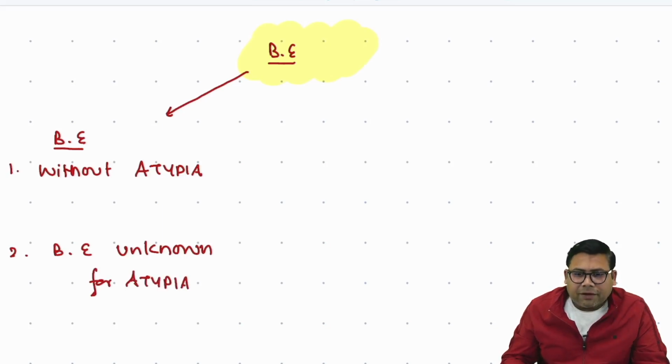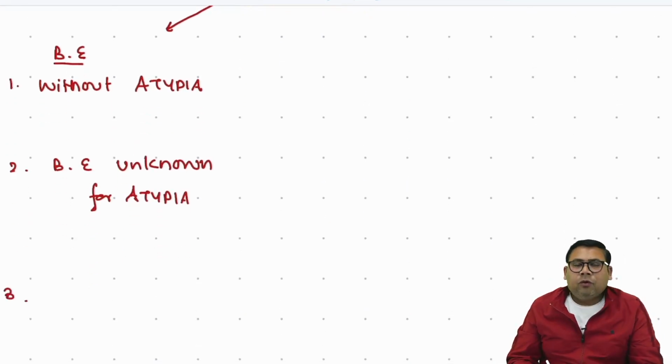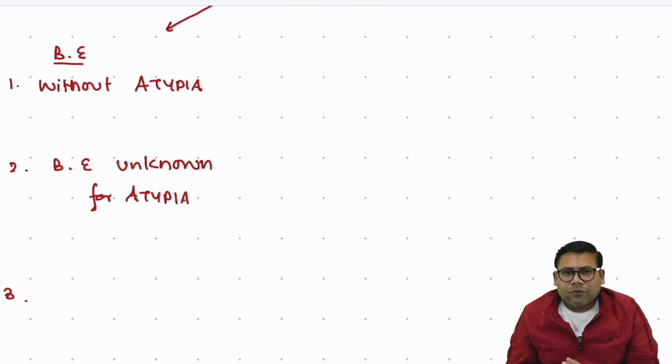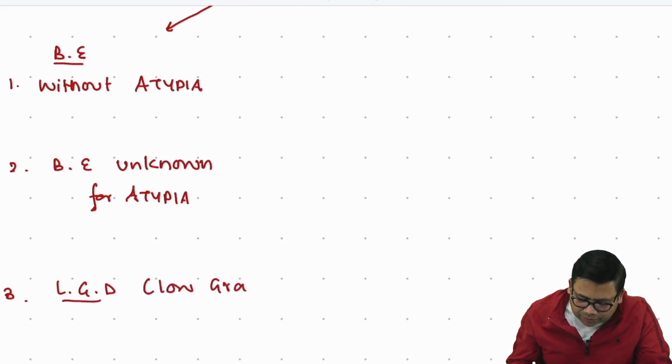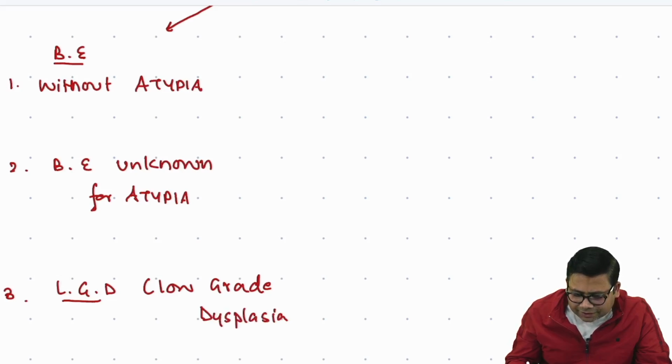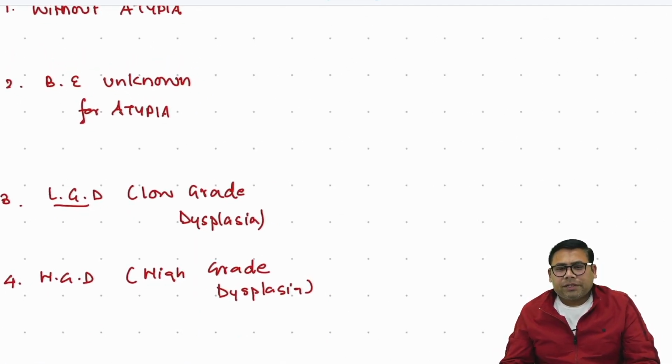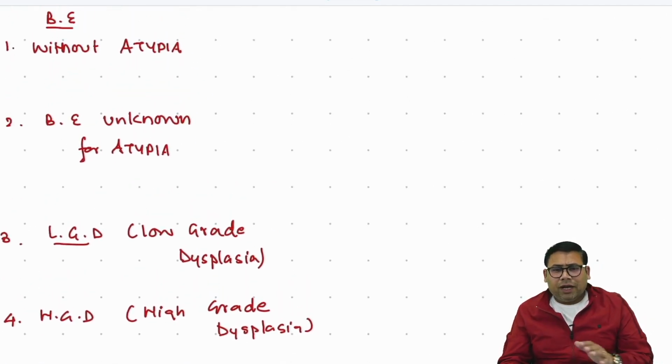Then the third one that we have is a low grade lesion. So we say LGD, low grade dysplasia. And then we have something which is known as HGD. What do you mean by HGD, students? High grade dysplasia. So low grade dysplasia, high grade dysplasia, these are the end stage lesions of Barrett's. This is what we actually see.